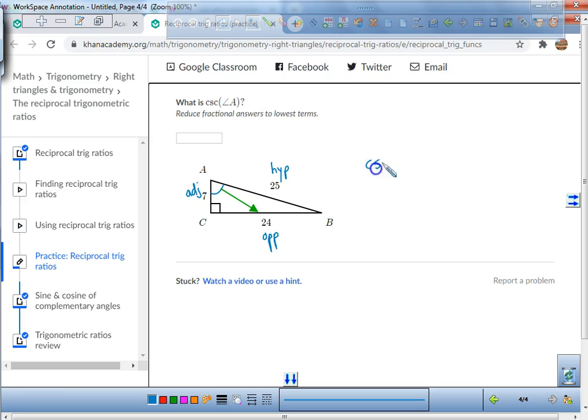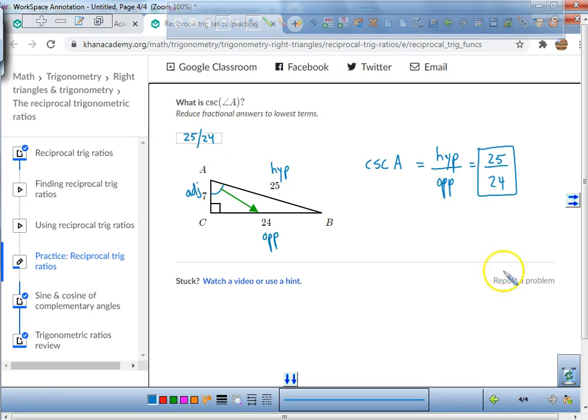So how in the world am I going to find the cosecant of angle A? Well, if the sine is the opposite over the hypotenuse, the cosecant is the hypotenuse over the opposite side. And the length of my hypotenuse is 25. And my opposite side is 24. And that is totally reduced. You can't reduce this anymore. So my answer is going to be 25 over 24.